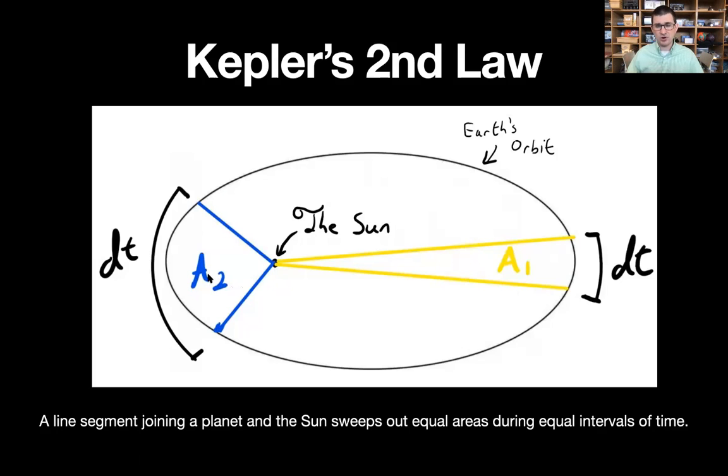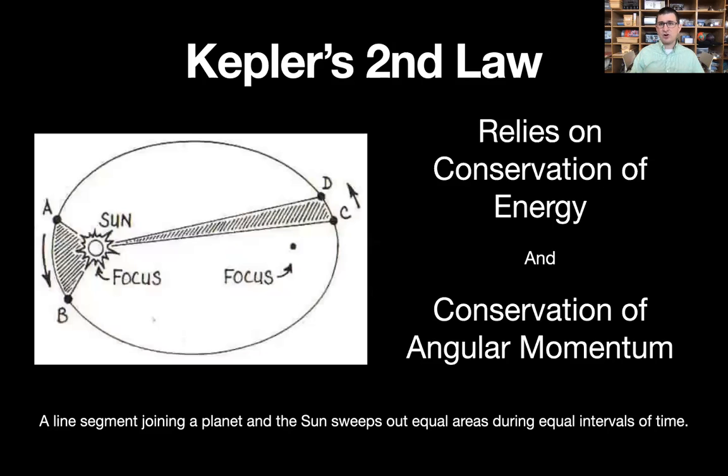So why is this important? Why are we learning this? Why is this a law in the first place? It's important because it relies on and is an application of the principles of conservation of energy, which we've already learned, and conservation of angular momentum, which we're going to learn next semester. So it's a really good application of both of these.